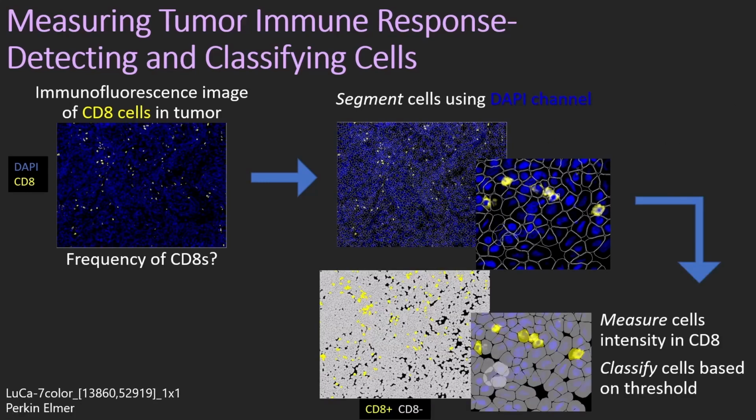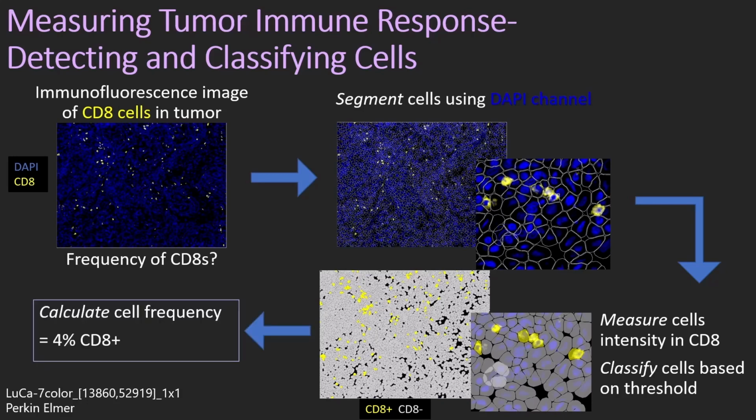And then for each cell, we measured the intensity in the CD8 channel, and then we classified the cells as either positive or negative based on whether they were over a CD8 intensity threshold that we set. And then from there, we can easily calculate the cell frequency. So 4% of the cells in this picture were CD8 positive.